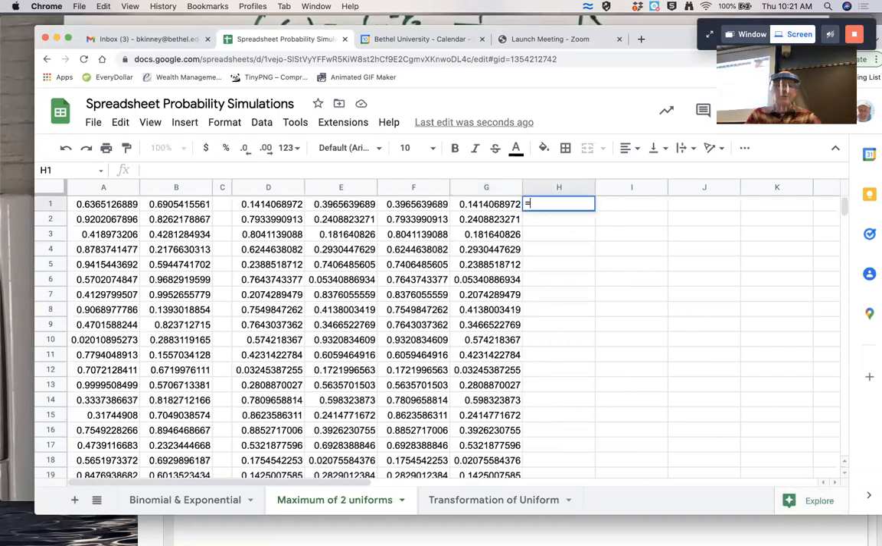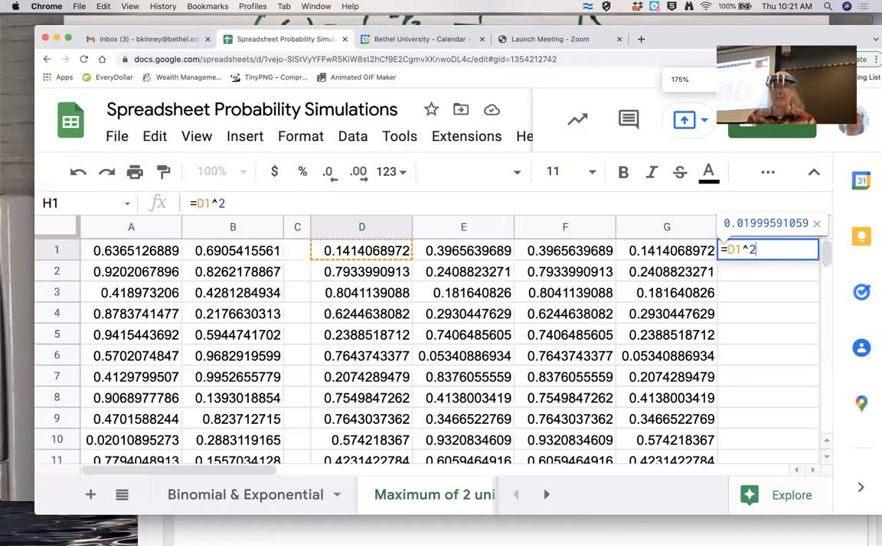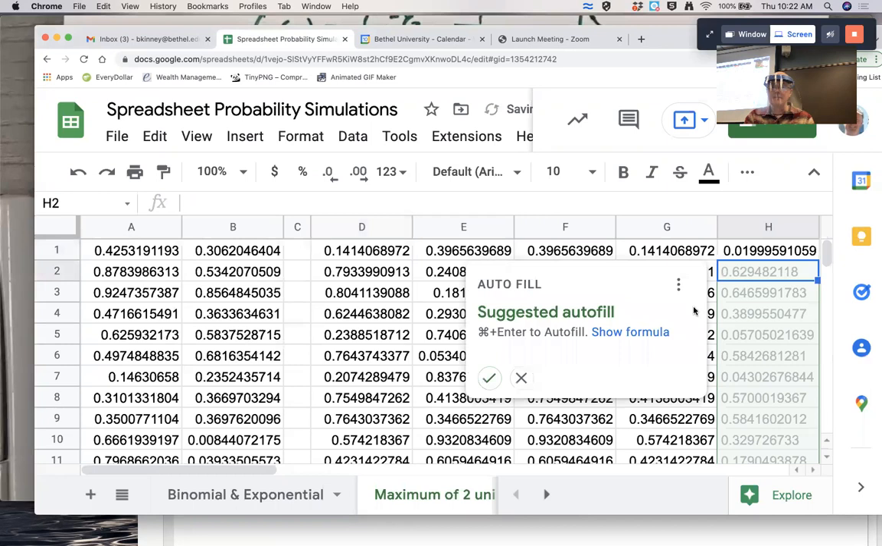Could we simulate this? Yeah, you could take D2 and square it. Or E2 and square it, in fact. Because column D and column E are both random samples from uniform distributions. So I could square either one. They're different simulations, so I get different answers, but they should be similar.